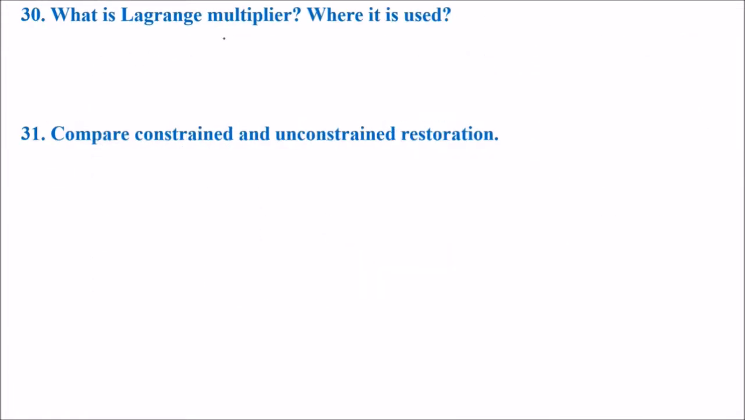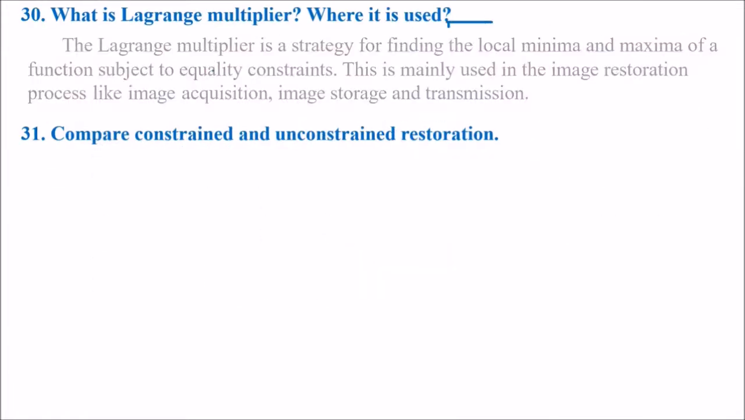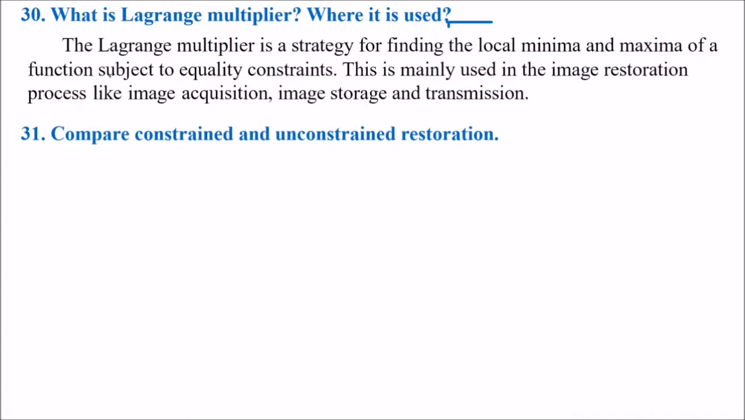What is Lagrange's multiplier and where is it used? The Lagrange multiplier is a strategy for finding the local minima and maxima of a function subject to equality constraints. This is mainly used in the image restoration process, like image acquisition, image storage, and transmission.